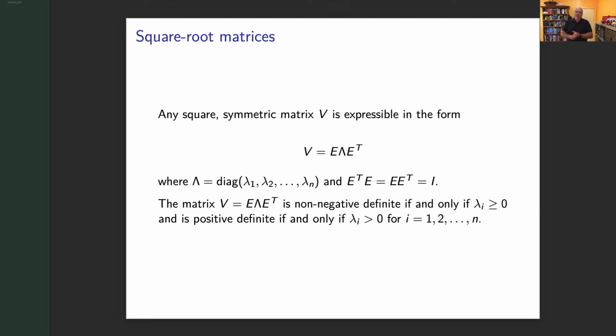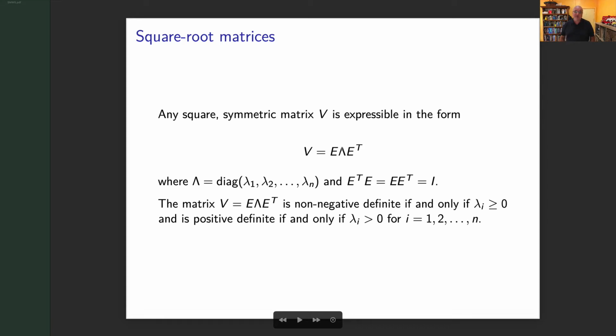Before that, we're going to talk about square root matrices. So first of all, let's take my V, which in this case is any square symmetric matrix. It doesn't have to have all positive entries, but let's take any symmetric matrix. I can write it as the product of 3 matrices. Well, actually 2. An E, a lambda, and an E transpose.